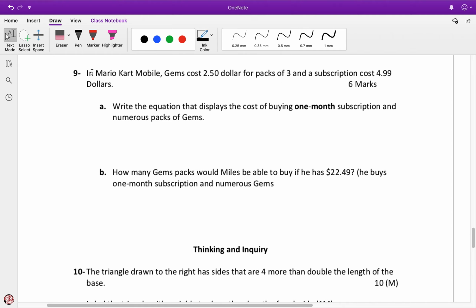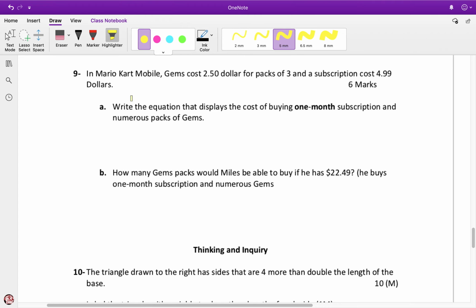All right. So Mario Kart Mobile, gems cost $2.50 for a pack, and subscription is $4.99. So write the equation that displays the cost of buying 1 month subscription and numerous packs. The key there is numerous. We don't know how many packs we're going to buy.